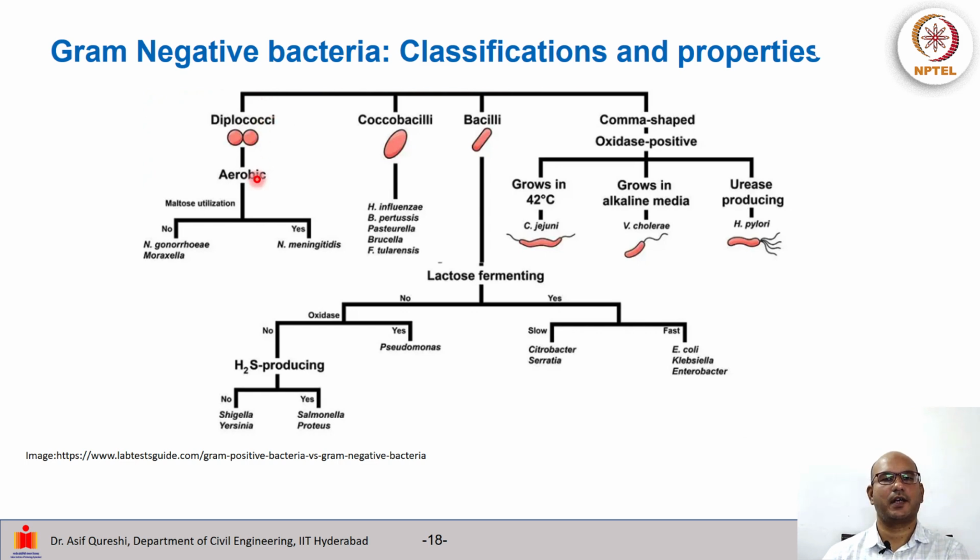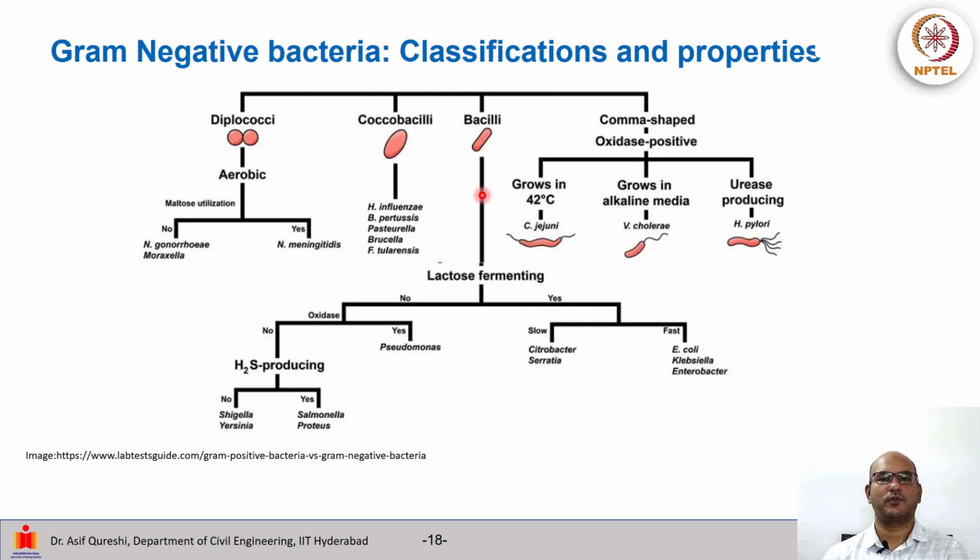Diplococci, which would be aerobic, and depending on whether there is maltose utilization, there would be N. gonorrhoeae, Moraxella, or N. meningitidis. Cocobacilli could have been H. influenzae examples, B. pertussis, Pasteurella, Brucella, F. tularensis.